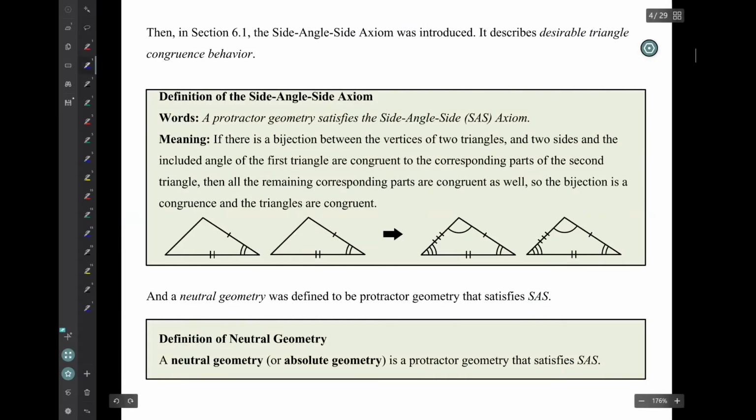Then in section 6.1, the side-angle-side axiom was introduced. It describes desirable triangle congruence behavior. The side-angle-side axiom says this: if there's a bijection between the vertices of 2 triangles and 2 sides and the included angle of one triangle are congruent to the corresponding parts of a second triangle, then the triangles are congruent. And then a neutral geometry was defined to be a protractor geometry that satisfies that side-angle-side axiom.